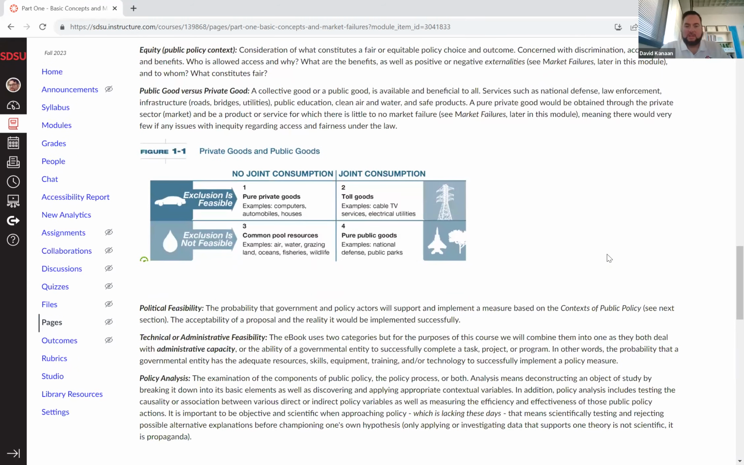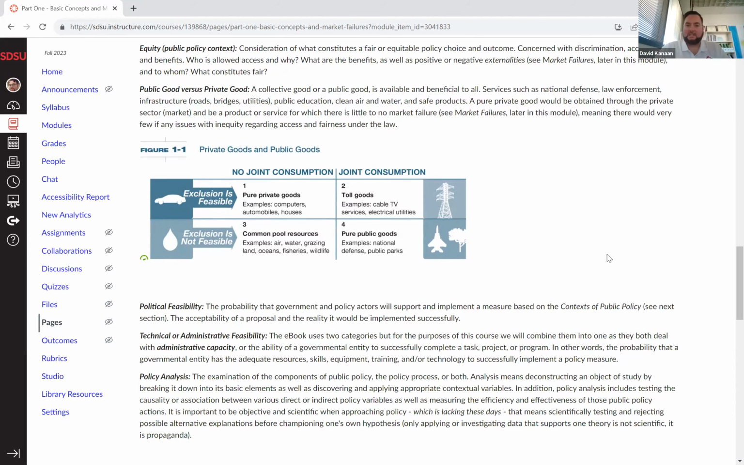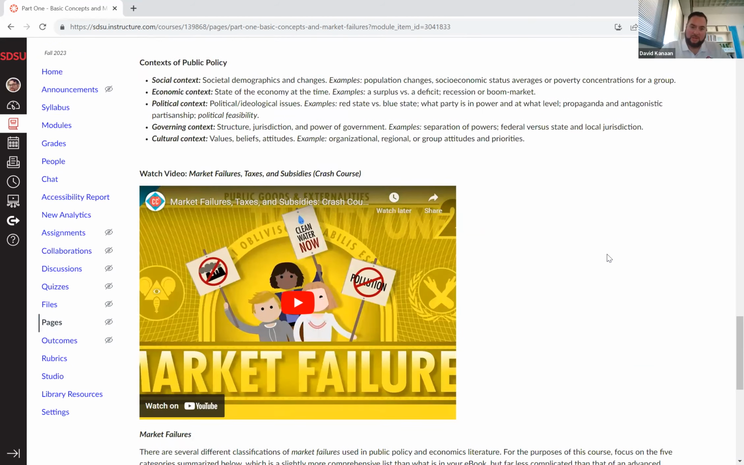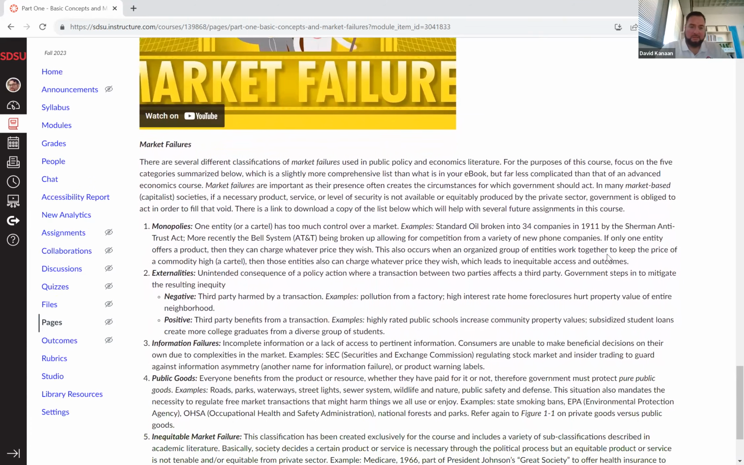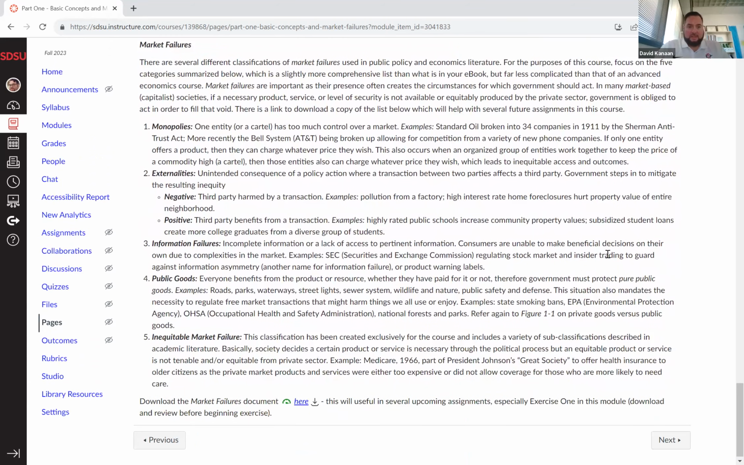You will also have sometimes some figures or tables from the text, and sometimes you'll have figures and tables that are not from the text, but from other sources. The important thing this week are market failures. So market failures in several different disciplines are explained differently.